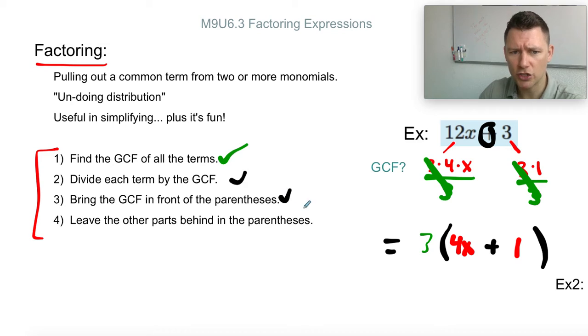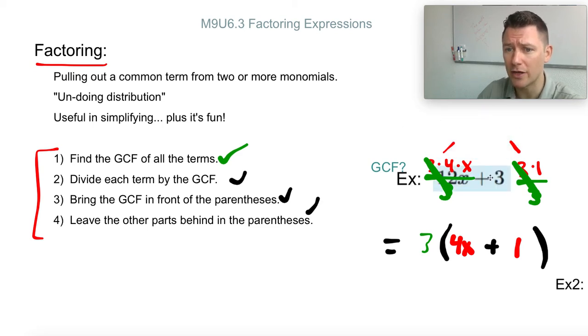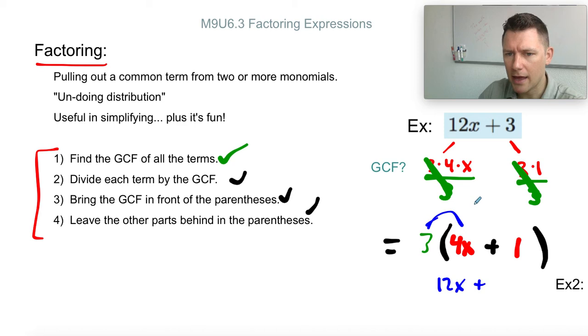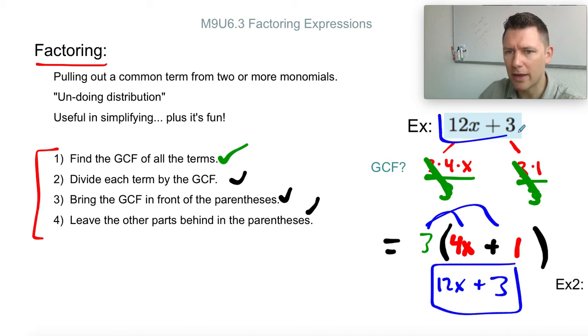Ka-ching, ka-ching. What's nice about this is you never have to guess if you've done it right. Just distribute in to see if you get this 12x plus 3 back. Like this, they should be the same. We shouldn't have changed anything. So let's try it out. If you go 3 times 4x, that's 12x. Got the plus sign. And 3 times 1, 3. And hey, look, it's exactly back to where we started.